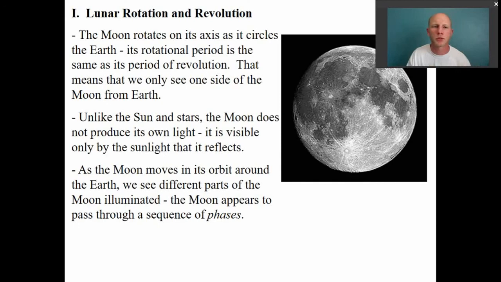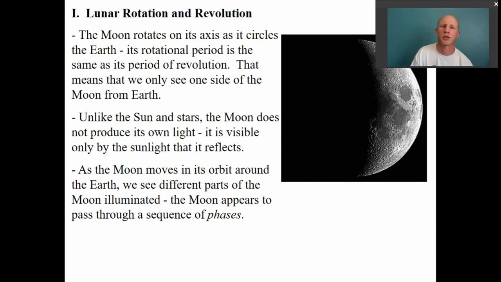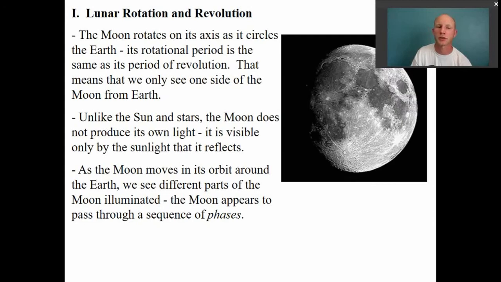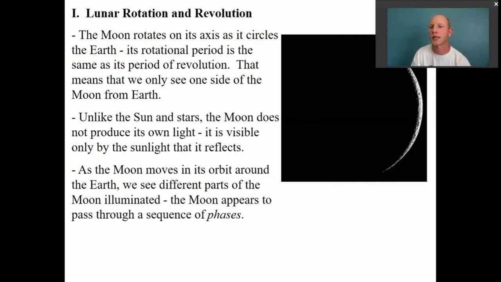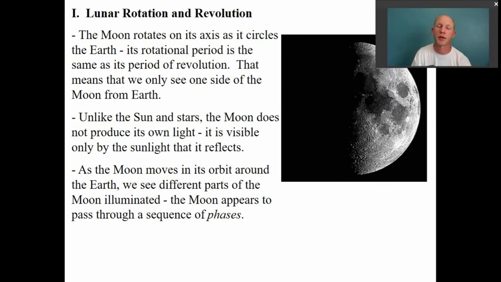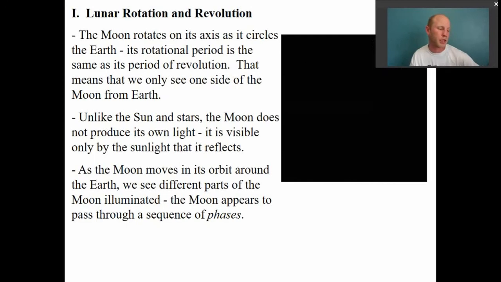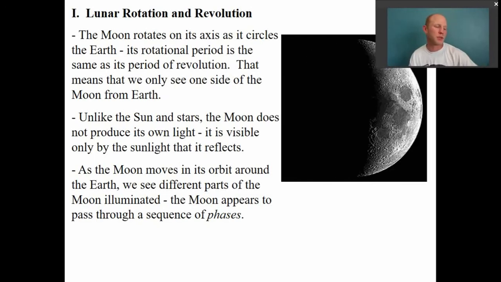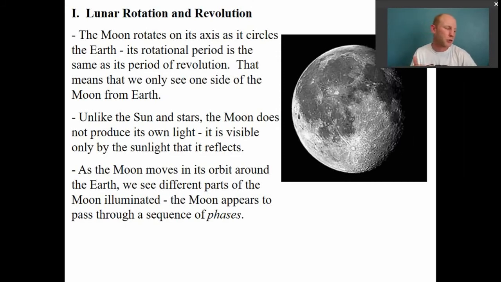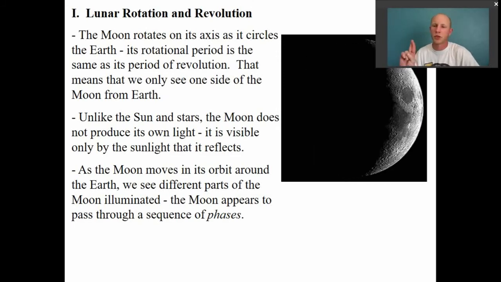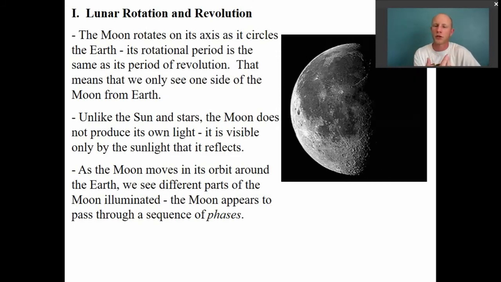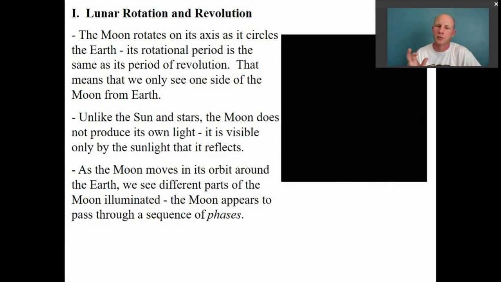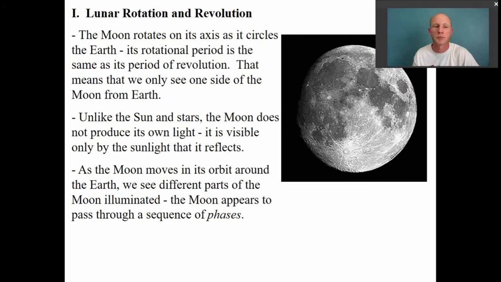So the moon rotates on an axis and it circles the Earth. Its rotational period is the same as its period of revolution. This means that we only see one side of the moon, which is really weird to think about. If you go to your book, it puts a flag on the moon. If you point that flag towards Earth, as the moon rotates and revolves around Earth, we only see that one side because it revolves at the same rate as it rotates, which is super weird.